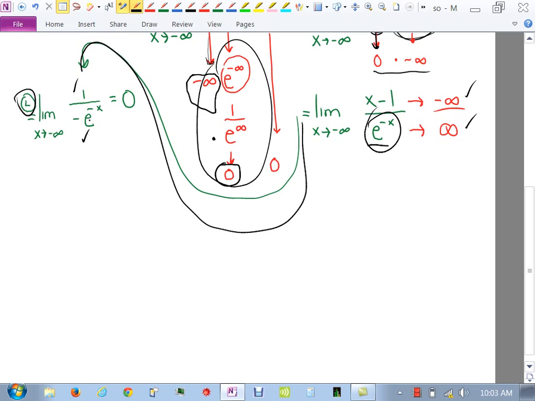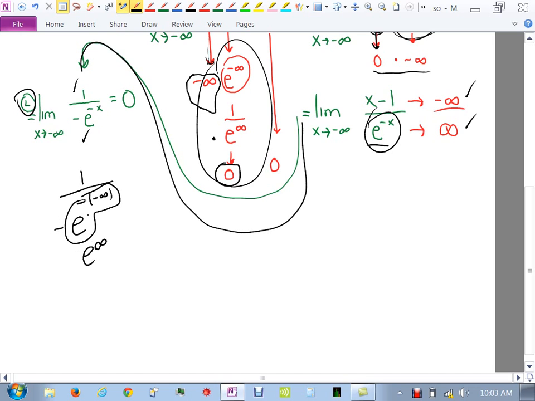So what's happening is, let me do this a little slow. You have 1 on the top. On the bottom you have e to the negative infinity. Negative and negative is positive, so this right here is really like an e to the infinity. And so the top is fixed, and the bottom is getting huge. Now it's negative, but it's a huge negative number. That thing's going to go to 0.